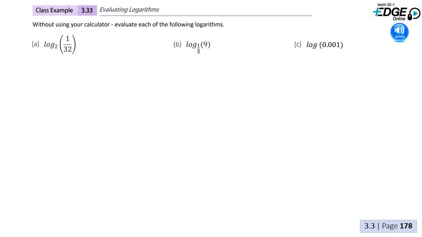In class example 3.33, we're given three logarithmic terms to evaluate. We're going to try to do this without using our calculator. So in each one, we'll ask ourselves, what exponent would be written on the given base in order to generate the argument? In this case, part A, we would say what exponent is written on the base of 2 in order to generate an output of 1 over 32.